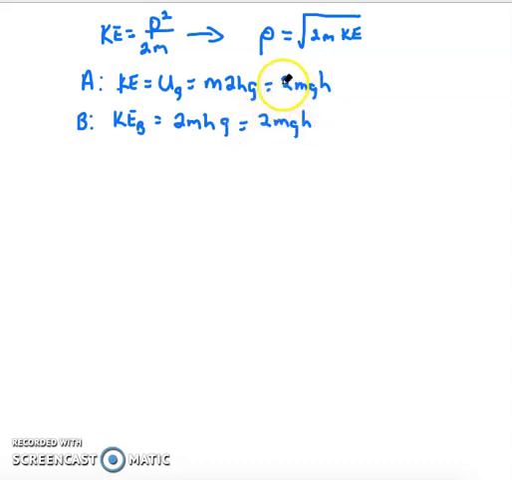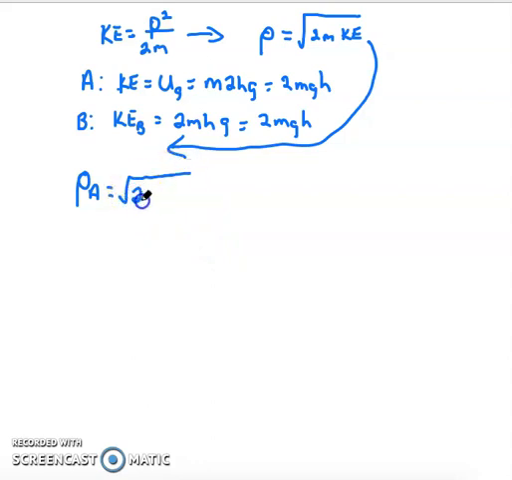Now you might be tempted to say, well, if they have the same kinetic energy at the bottom, then they have the same momentum. But they're not necessarily going to have the same speed, and they have different masses. So we're going to be careful how we apply this equation. So let's now apply this equation over here. So we've got p_A is going to be equal to the square root of 2, there's the 2. What's the mass of A? The mass of A is m, so I'm just going to leave it as m, times the kinetic energy, which is 2mgh. How does that compare to B?